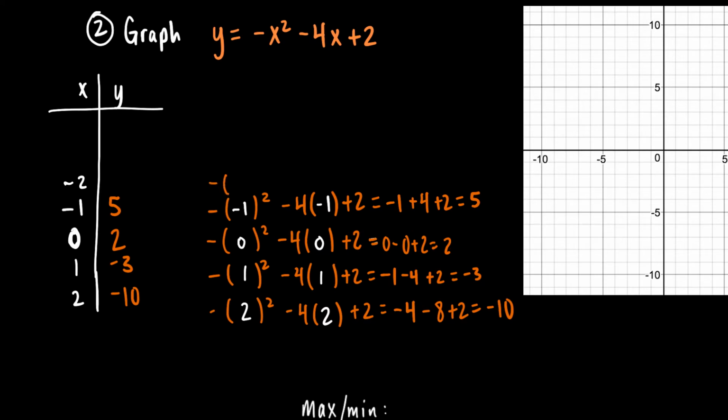All right, -2. Oh, I'm not supposed to fill that in. -2 squared minus 4 times -2 plus 2.